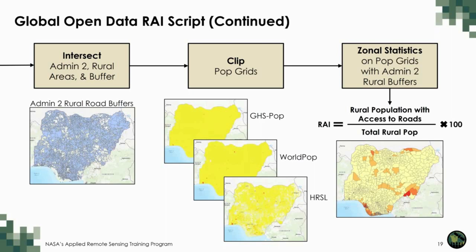And finally, zonal statistics are calculated using the admin 2 rural road buffer zones and the gridded population data to get the total rural population in each admin 2 unit with access to an all-season road. To calculate the RAI, we simply plug in the output from zonal statistics into the equation, noting that the total rural population was also calculated previously.